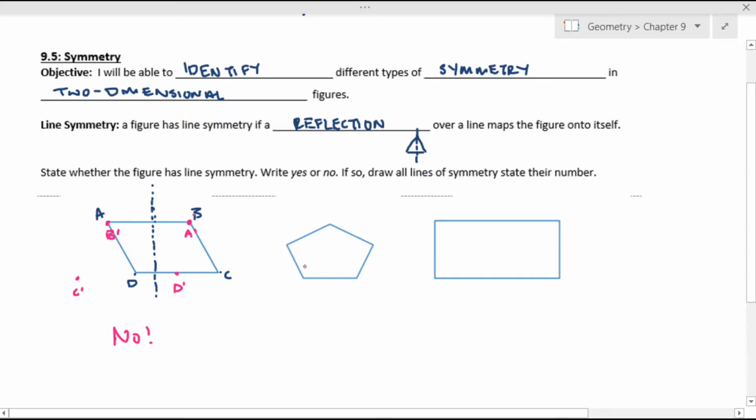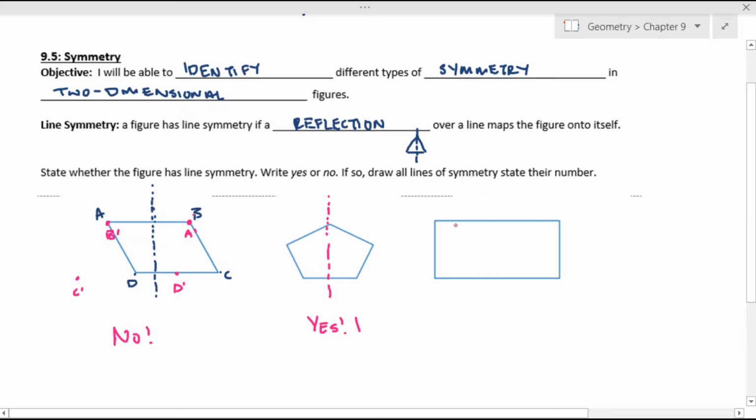Does this pentagon have line symmetry? Yes, it does, but I think there's only one line. We could draw this line right here down the middle. It would fold onto itself. So yes, one line of symmetry.